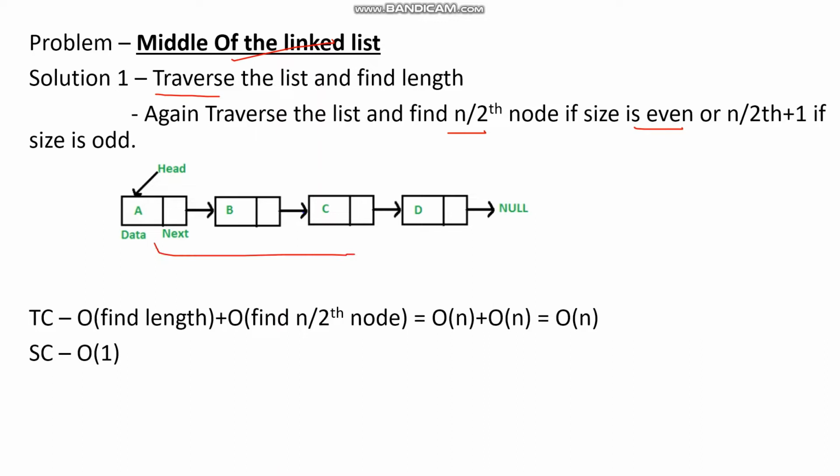Here the size of the linked list is 4, so that is even. So what will be the middle? Middle will be n by 2. So first and second, this will be the middle.